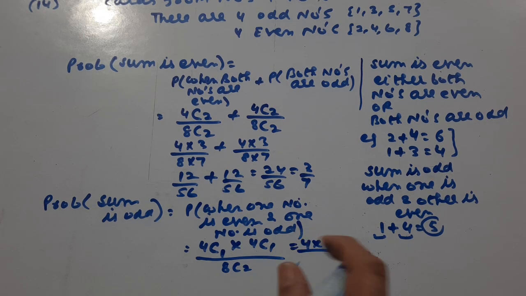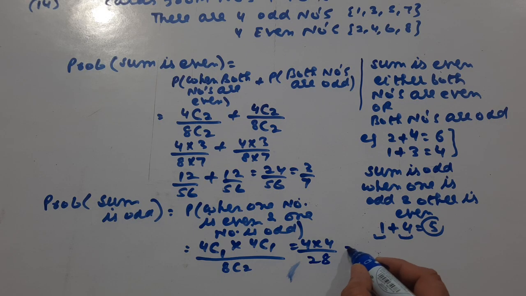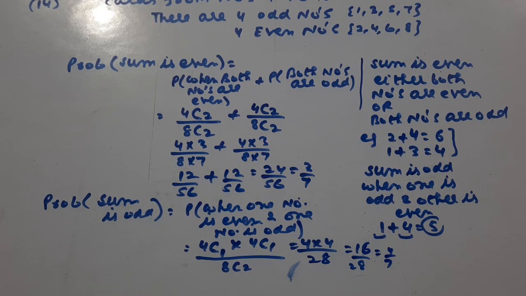This is equal to 28. So we get 16 upon 28 and this is equal to 4 by 7. So students, I hope this question is clear to you, that how to find the probability that the sum of numbers is even and the sum of numbers is odd when numbers are from 1 to 8. Now, question number 15.